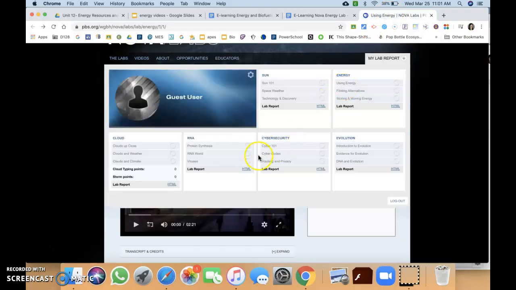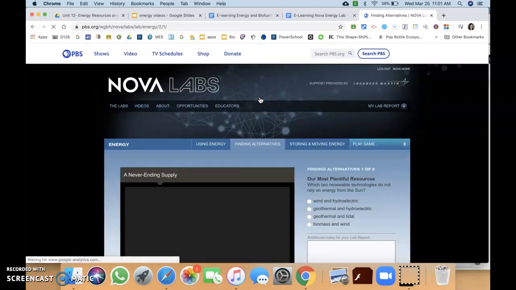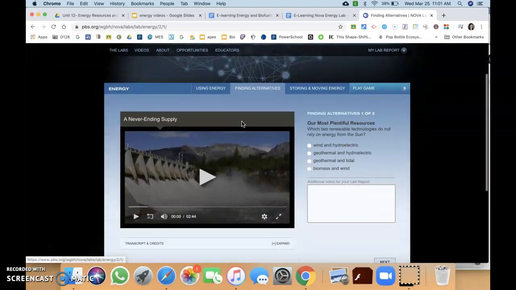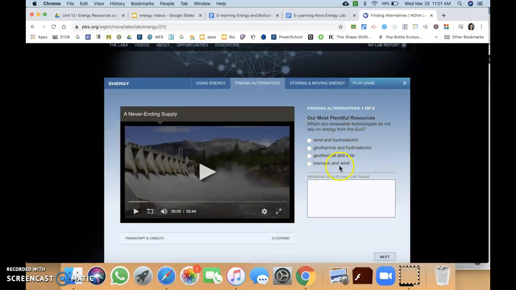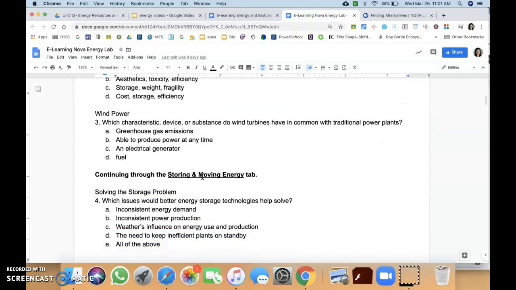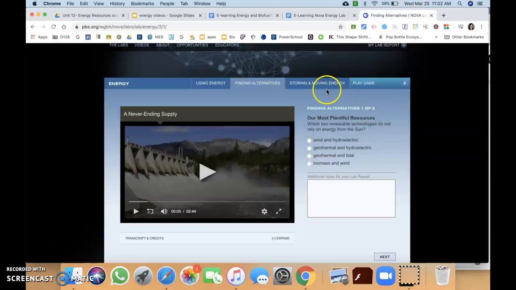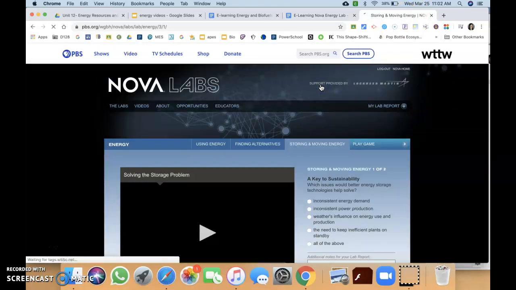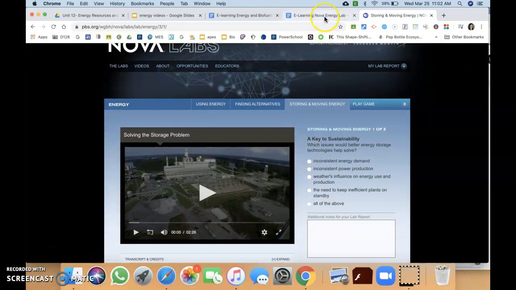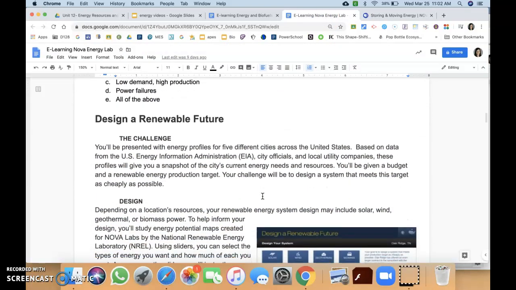It does say to begin with the Finding Alternative Energies tab. So if you click here, you're going to start with the Finding Alternatives, Most Plentiful Resource, and it goes on to the next question, so on and so forth. So you're going to head through those sections. The Storing and Moving Energy tab is the next one, which is right here. And then you are going to start to design a renewable future.